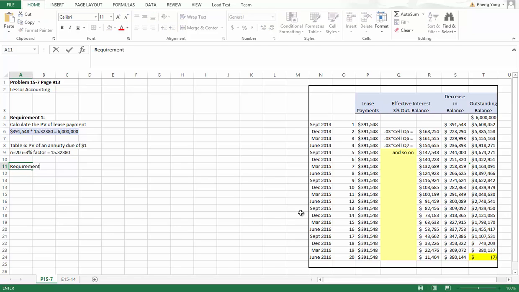For requirement 2. Okay, we've also done this before as well, but I'll show you again for this one. Requirement 2. What pre-tax amounts related to the lease would Neutral Labs report on its balance sheet at December 31st, 2013? Okay, so for our receivable at December 31st, 2013, our initial balance as of September 30th, 2013 is $6 million.